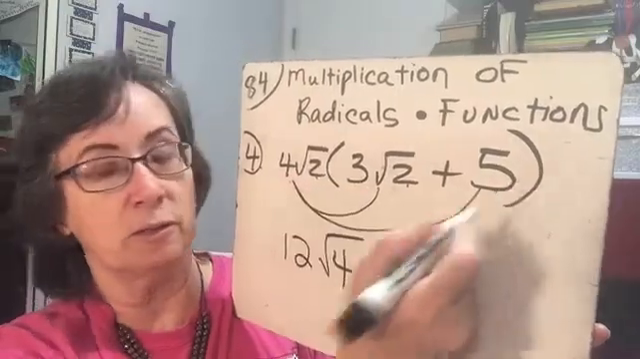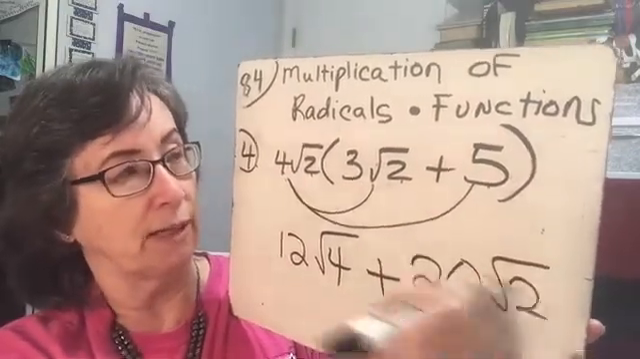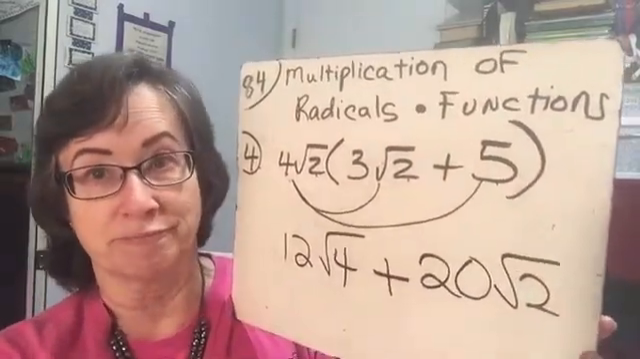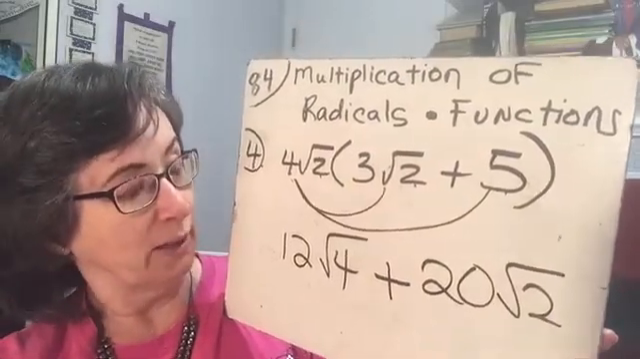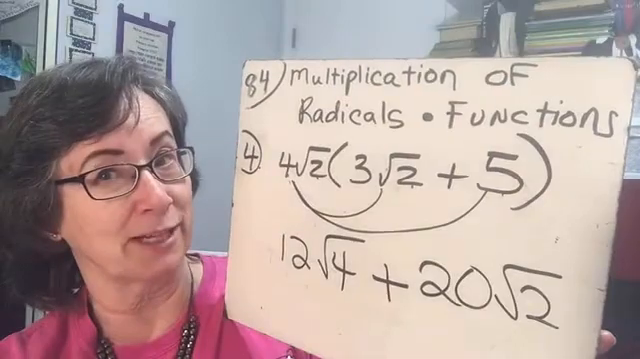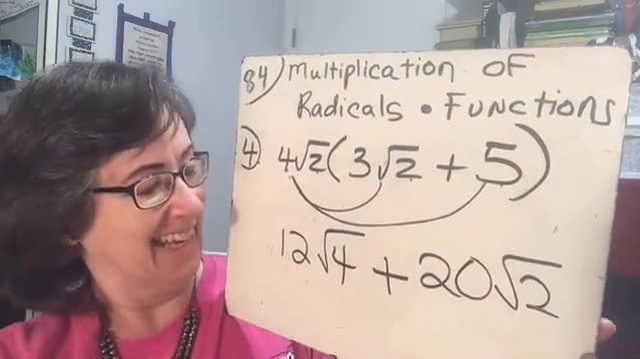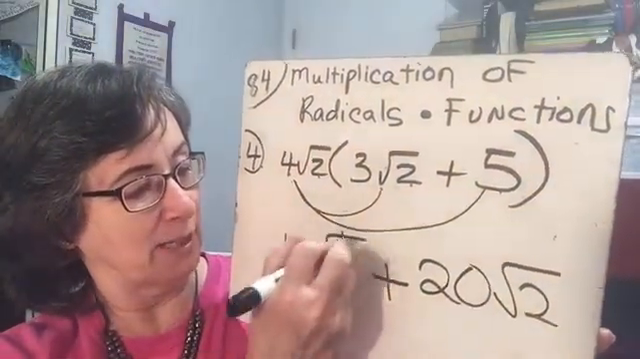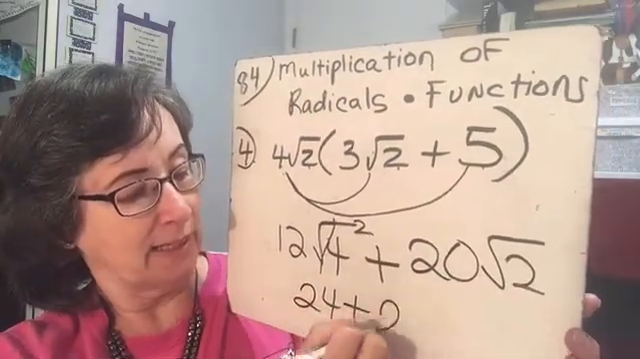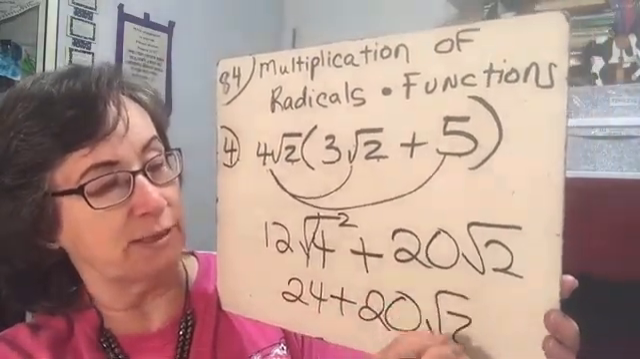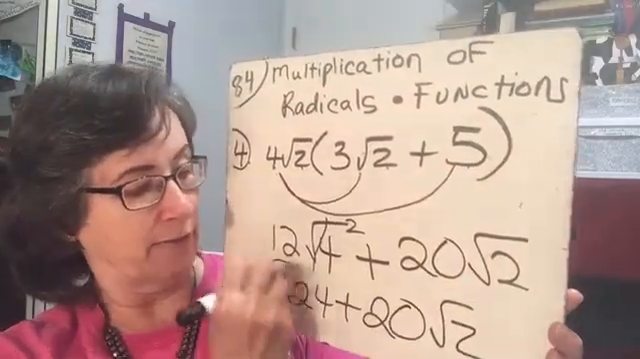Square root of 2 is just square root of 2. It's just multiplied by nothing. Over there it's a 1. Okay? So, if you don't have 1, you can think of it as the square root of 1. And here, this becomes a 2. 12 times 2 is 24. Plus 20 square root of 2, since this cannot simplify further.